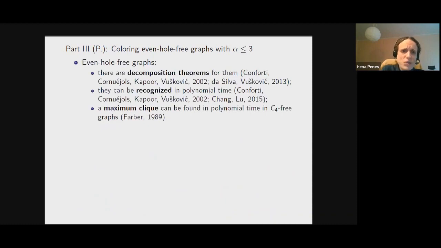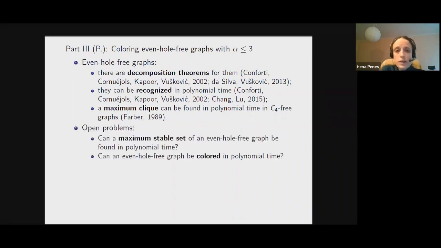So first of all, for these even-hole-free graphs, they're well studied. You have decomposition theorems for them, recognition algorithms for them. You can find the maximum clique in them in polynomial time. What is not known is whether you can find the maximum stable set in an even-hole-free graph. Also not known whether you can color them in polynomial time.